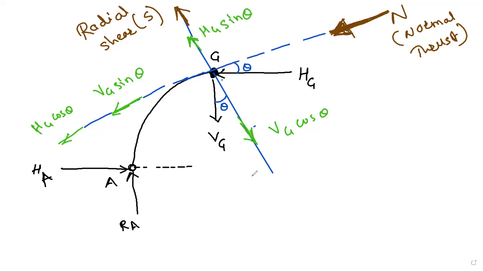We have to take the reactions at B, that is exerted at G for equilibrium. So RA is upward, VG is downward, that is at point G, vertical reaction downward. HA is towards right, HG towards left for equilibrium.